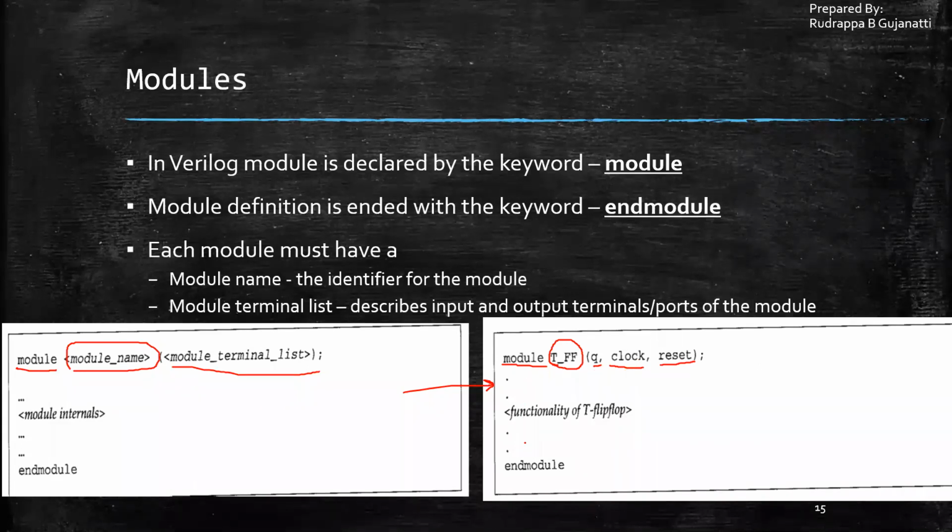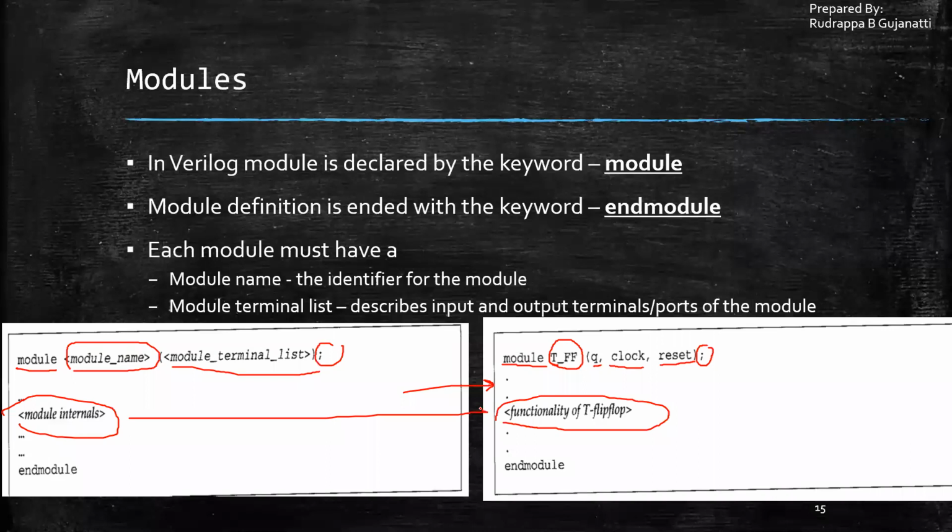So those all can be defined. And next, what is the functionality? You should remember that termination is also present here, that semicolon. So next is the functionality, that is the module internals. Module internals gives the implementation of the T flip-flop.